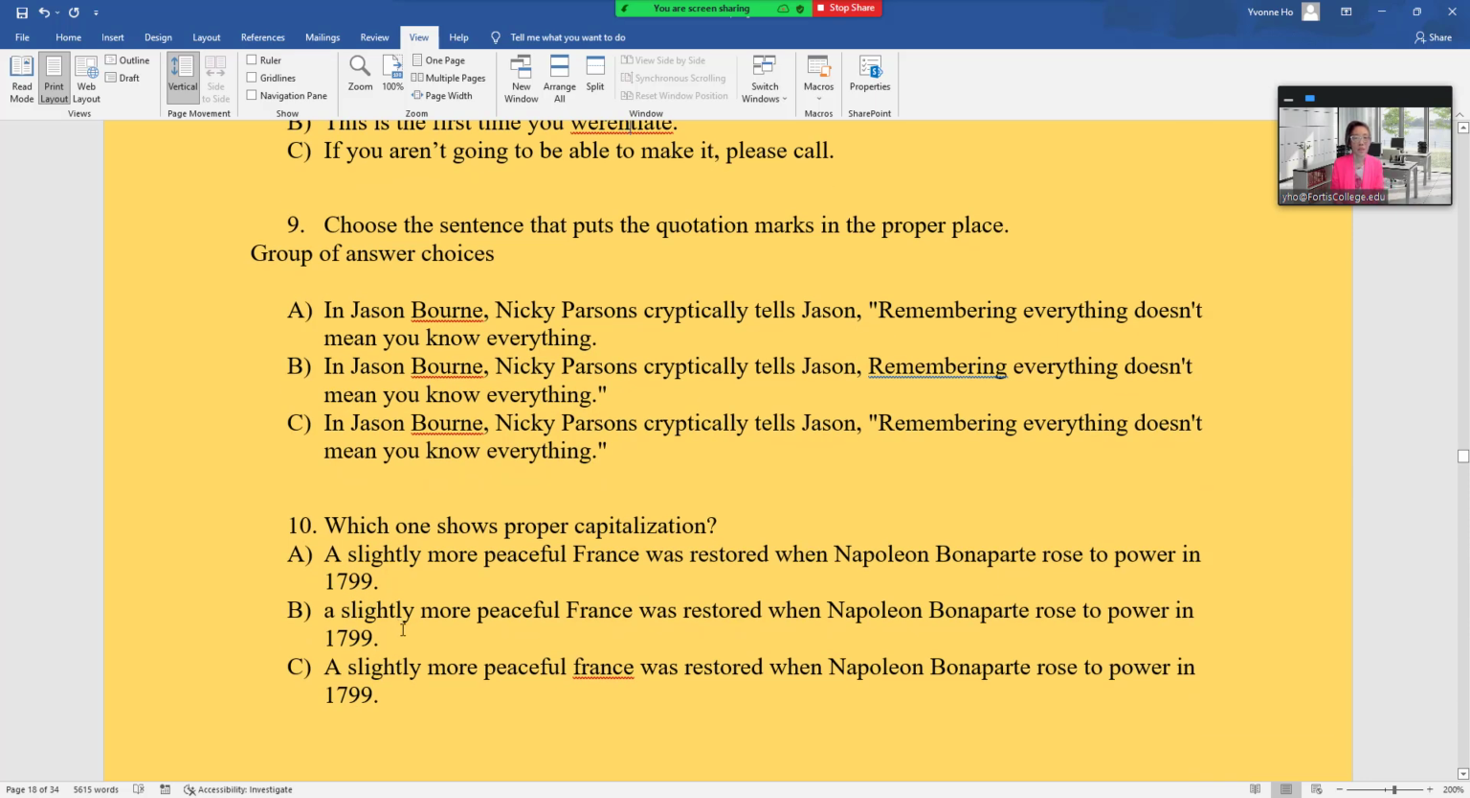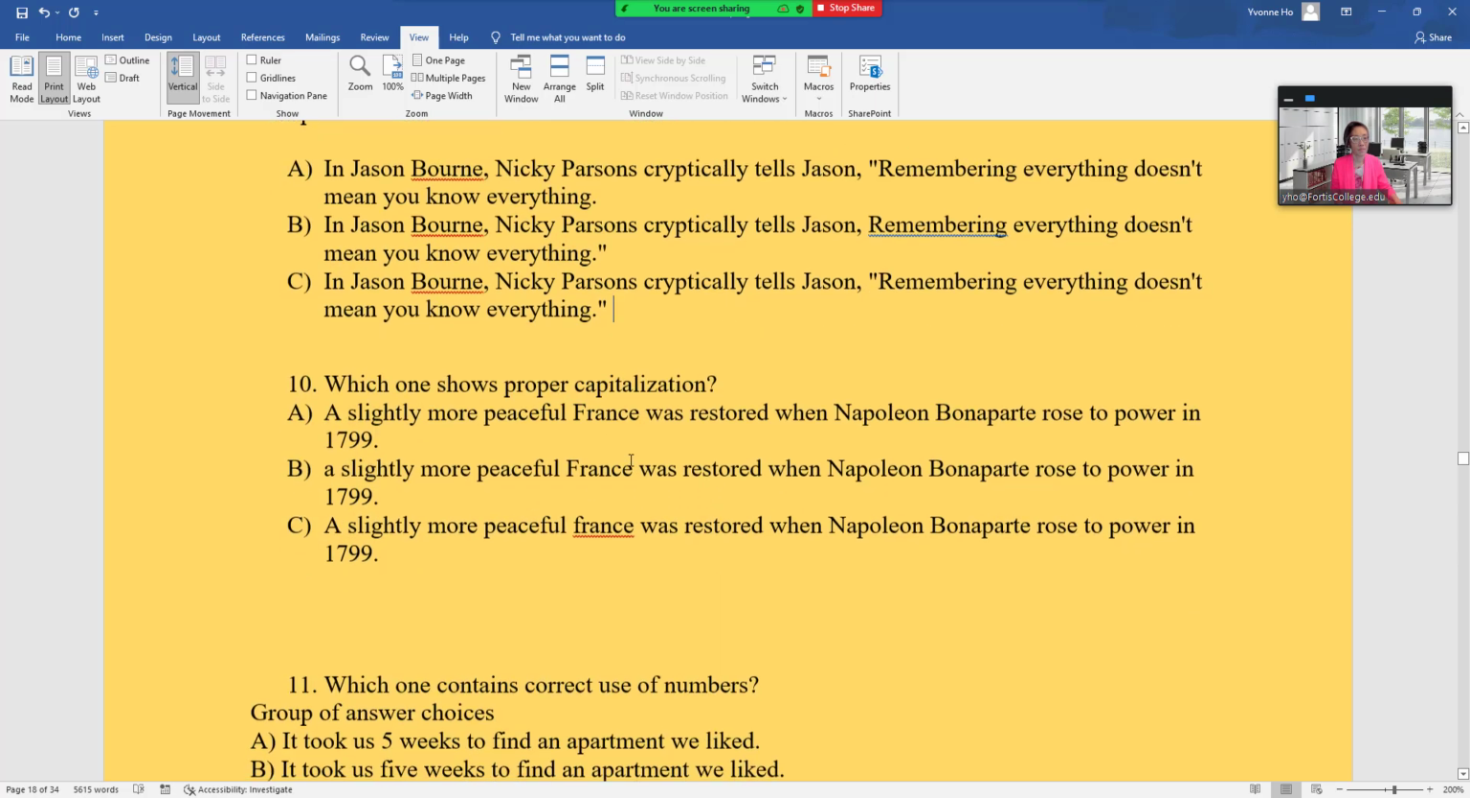Choose the sentence that puts the quotation marks in the proper place. A. In Jason Bourne, Nicky Parsons cryptically tells Jason, remembering everything doesn't mean you know everything. And so here you have the beginning quotation mark, but you're missing the ending quotation mark. So A is not correct. In Jason Bourne, B, you're missing the beginning quotation mark here. But C has a beginning quotation mark and an ending quotation mark. So C is the correct answer.